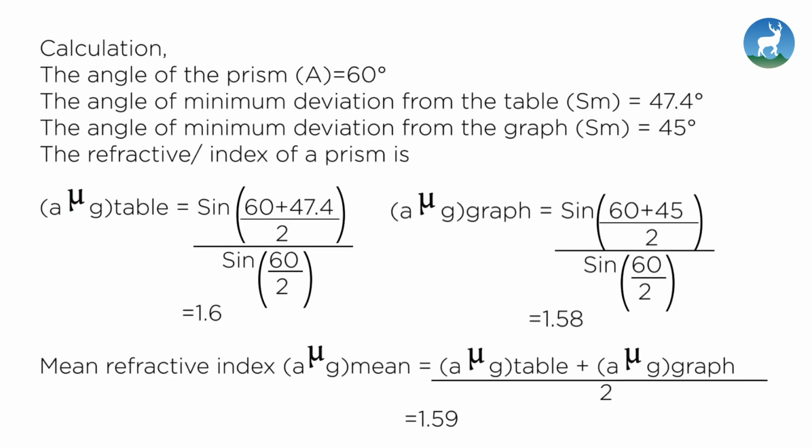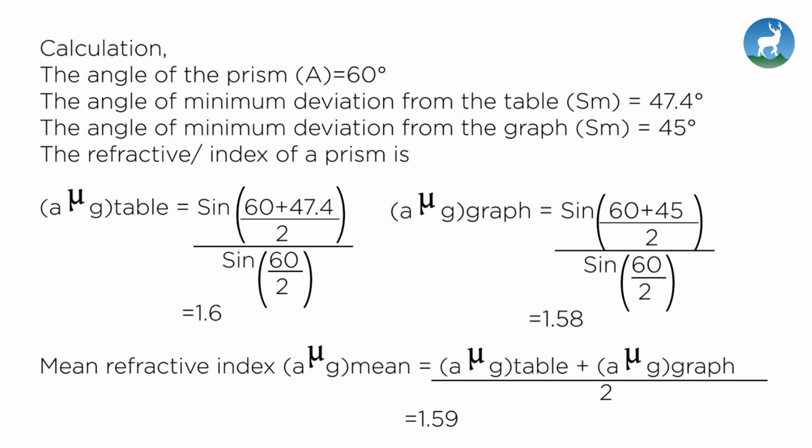Calculation. Angle of prism A equals 60 degree. We have angle of minimum deviation from table, delta m, 47.4 degree. The refractive index of the prism from table is 1.6. Similarly, from graph, angle of minimum deviation from ID curve, delta m, equals 45 degree.